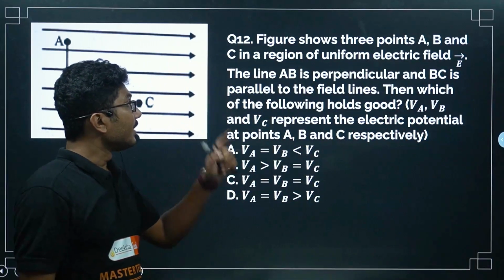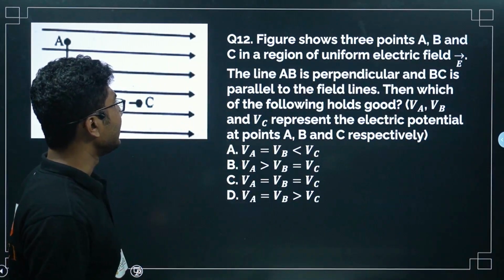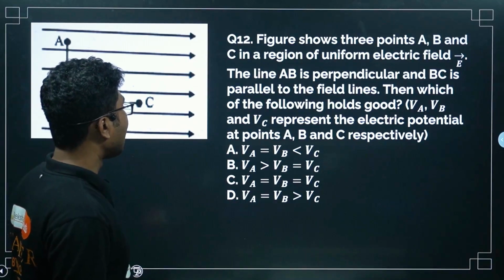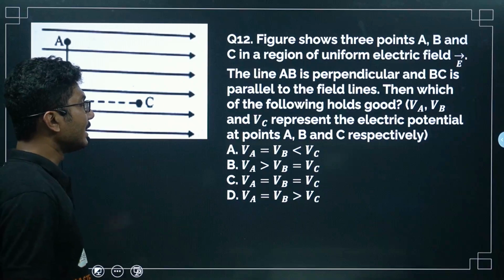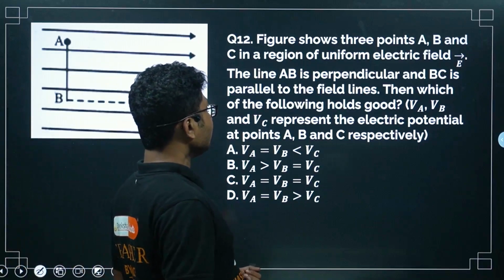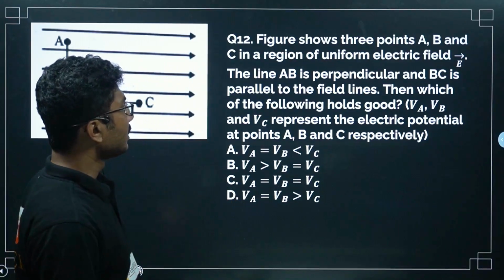Now, another similar question came in NEET as well a few years back. The figure shows 3 points A, B and C in a region of uniform electric field E. The line AB is perpendicular and BC is parallel to the field lines. Then which of the following holds good?